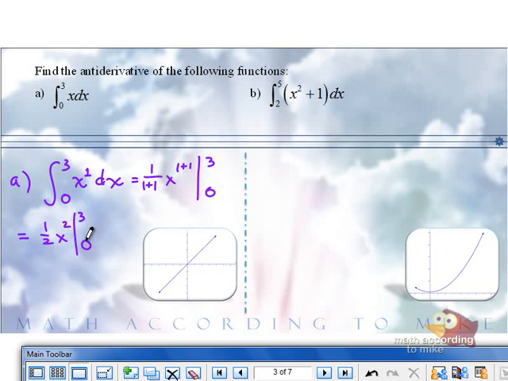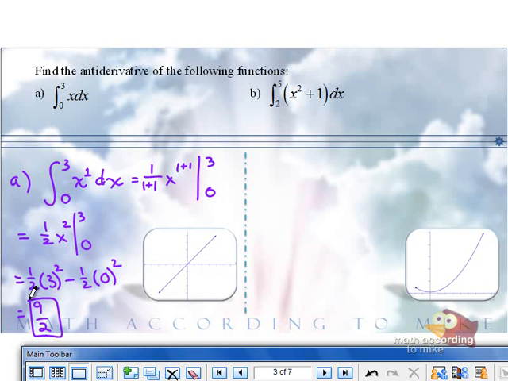So then all we do is we stick in 3, the top bound. Subtract, we stick in 0, the lower bound. Well, notice 1/2 times 0 squared is just 0. So what is 1/2 times 3 squared? 9/2. Or 4.5, either one's okay. Hooray!